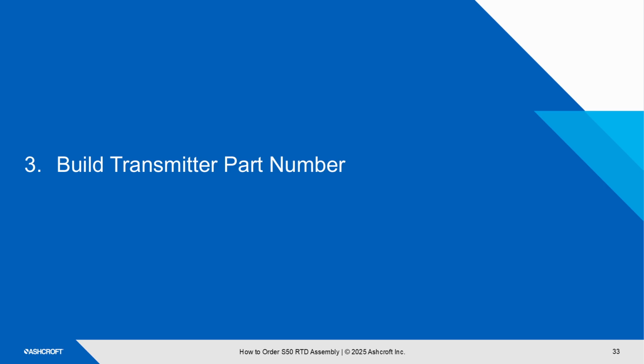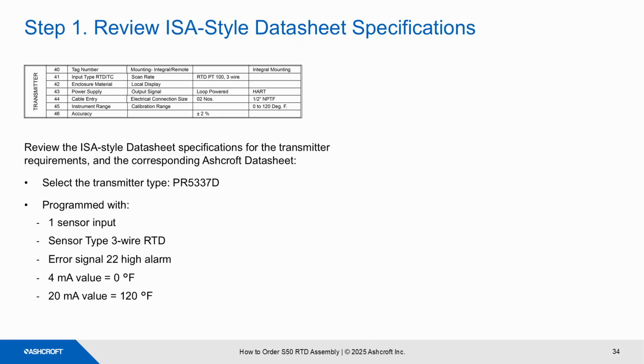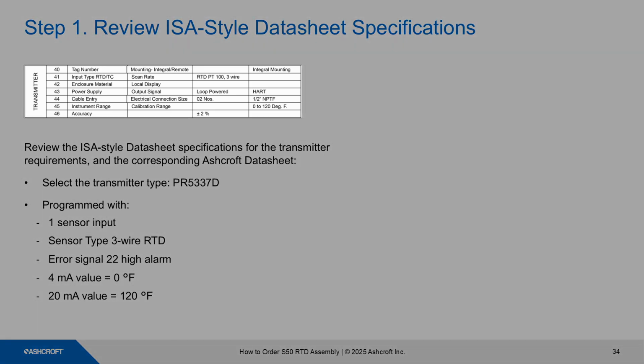We still need to build the transmitter part number. So to build the transmitter part number, we review the transmitter section of the ISA datasheet for the critical parameters. We see that it is loop powered. It has the RTD 3-wire input. It needs a HART output as well as the 4 to 20. And it has a temperature range that we're going to program it to 0 to 120 degrees F.